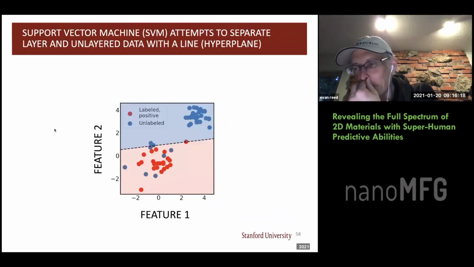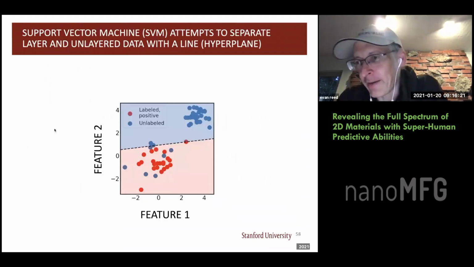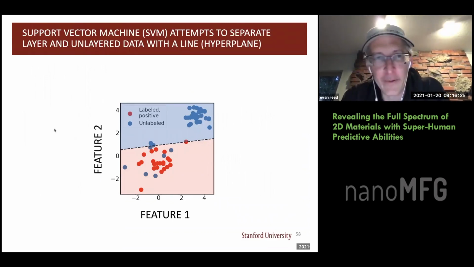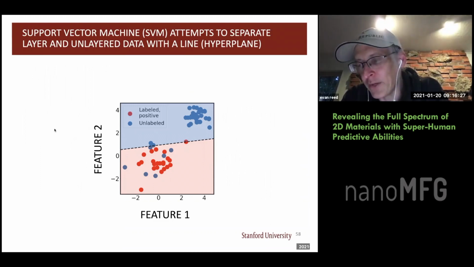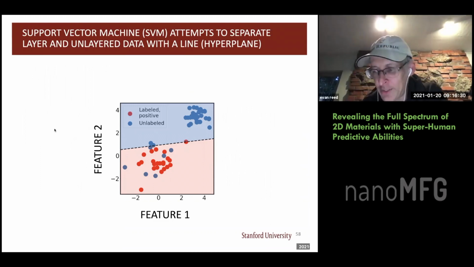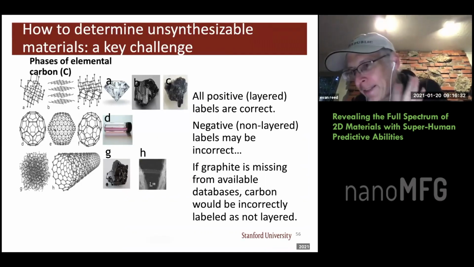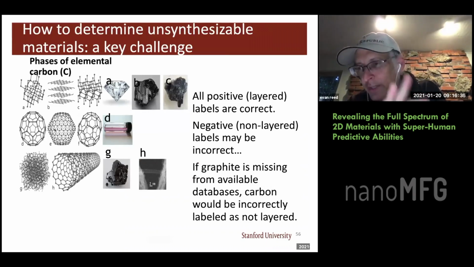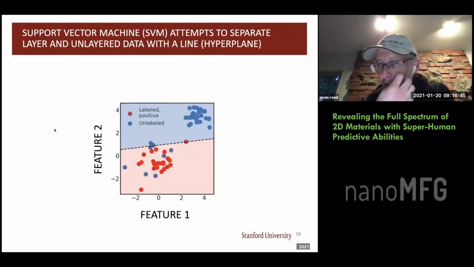And so our approach to this is really to try a few different definitions of being unsynthesizable or not layered. The first thing we did was just to consider that anything in the crystal structure database that doesn't have a layered phase is really not layered. So there's no way to synthesize this layered form of this particular compound. If you assume that, then schematically what you have is something like this figure here.